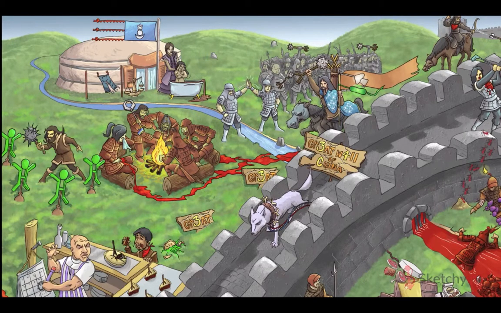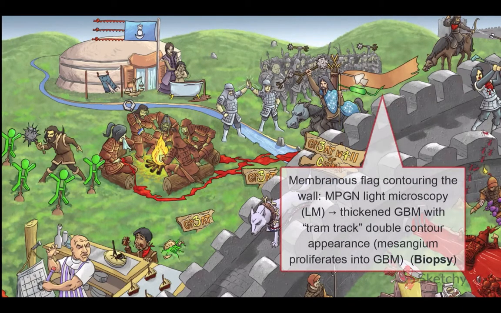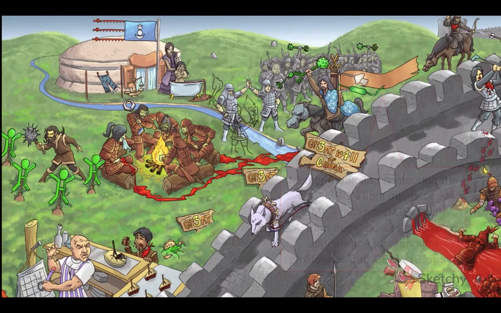How about that membranoproliferative one? Well, on light microscopy, the glomerular basement membrane is thickened. It's got that whole membrano thing going on. Not only that, as the mesangium proliferates into the basement membrane, it splits it apart, forming that characteristic tram track double contour appearance. Just think of this flag following the contour of the wall.